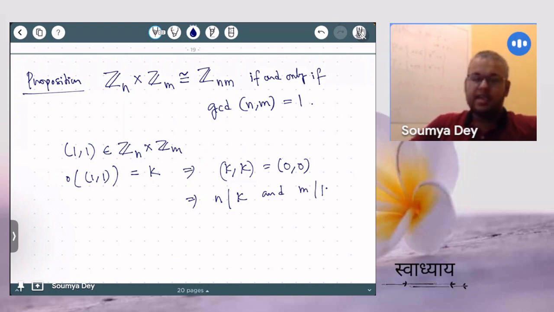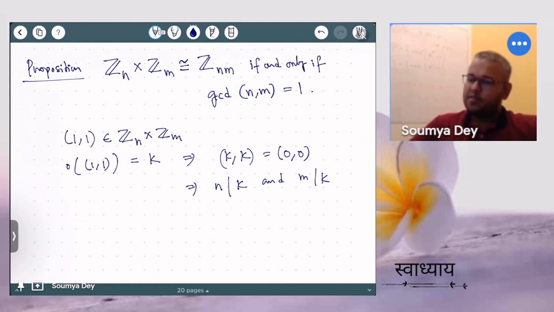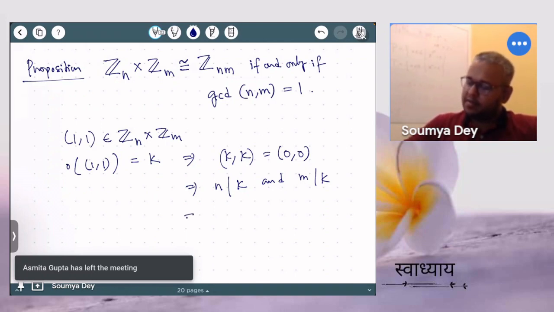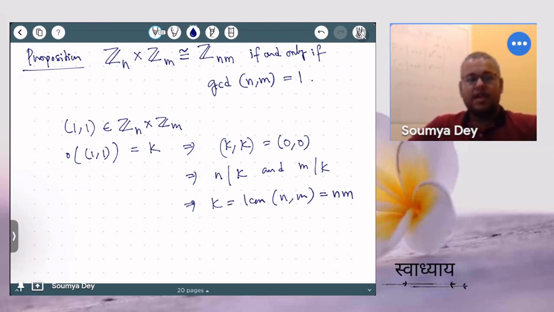So N divides K and M divides K. But since our GCD is 1, this means the LCM is actually equal to N times M. So our K is equal to the LCM of N, M, and since GCD is 1, this is equal to N times M. So you have found an element (1, 1) whose order is equal to the order of the group, and hence this generates your group as a cyclic group. So this proves the one way.